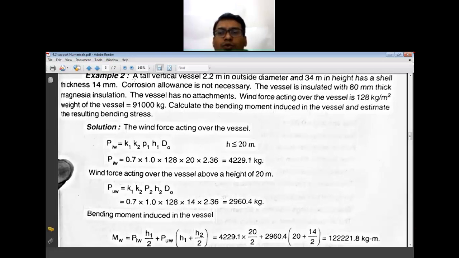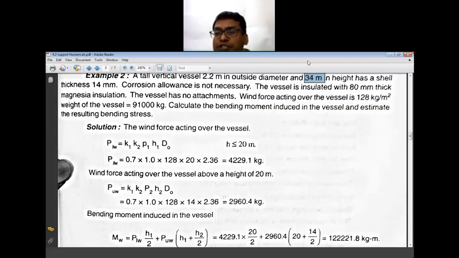Now the next numerical that we will see is a tall vertical vessel. In this numerical, we are simply calculating the stresses because of the seismic load and the stresses because of the wind load. So, a tall vertical vessel 2.2 meter in outside diameter and 34 meter in height. These are simple calculations. However, this is done for 34-meter height.